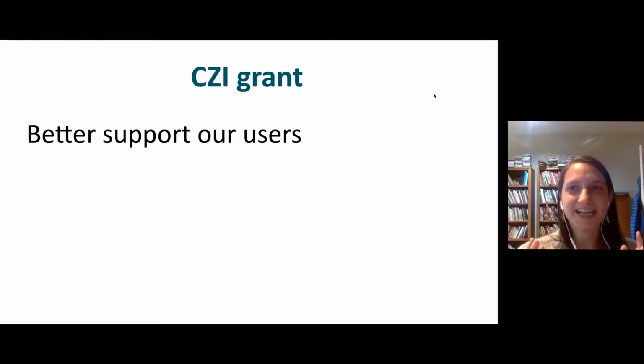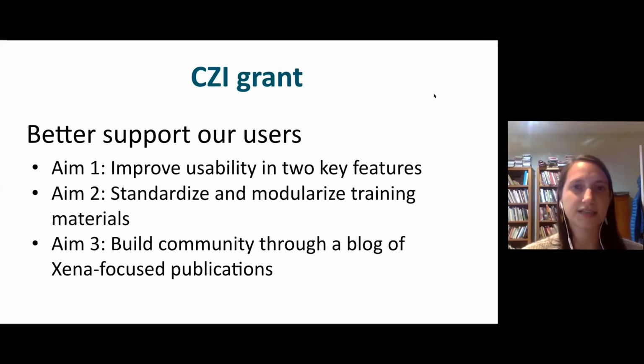So for our CZI grant, our whole goal was to better support our users. We're very excited to have done some of this work and are continuing to do more of it. We are better supporting our users in 3 aims. The first is improving the usability of 2 of our key features, and that's going to be my first part of this talk. And then we also have 2 other aims, which is to standardize and modularize our training materials. We've already started doing this, but I also got a lot of really great ideas at this conference, so I'm really excited that I could be here and could present as well.